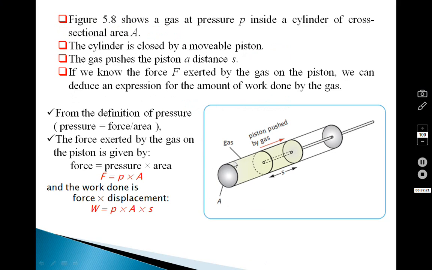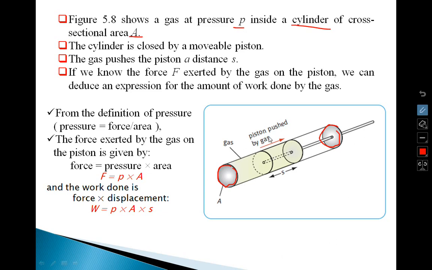Figure 5.8 shows a gas at pressure P inside a cylinder of cross-sectional area A. So there is a gas here in this cross-sectional area, with pressure P, inside a cylinder of cross-sectional area A. This is a cylinder.